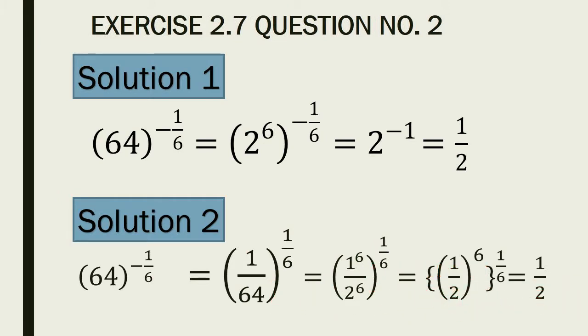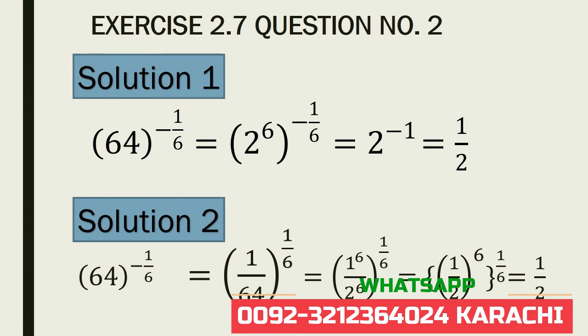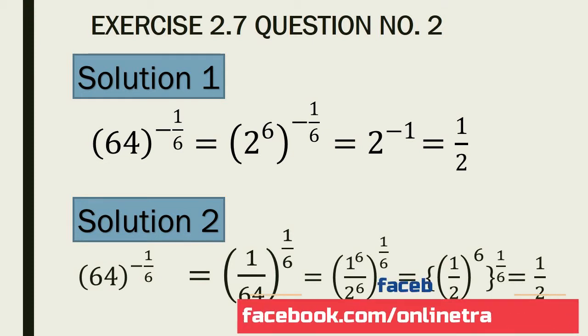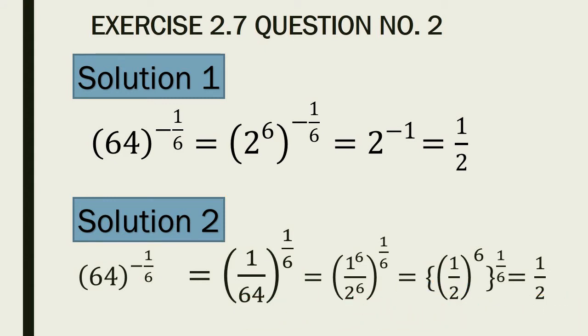So let's move to question number 2. That is 64 raised to the power minus 1 over 6. This question can be solved in multiple ways, so let's do it with one method. 64 can be written as 2 raised to the power 6, and again you can see that 6 cancels with 6 and we are left with 2 raised to the power minus 1. So the answer is 1 over 2. Always remember that if we have an expression like a raised to the power minus m, it is always equal to 1 over a raised to the power m. So it's a common relationship, and always keep that in mind.